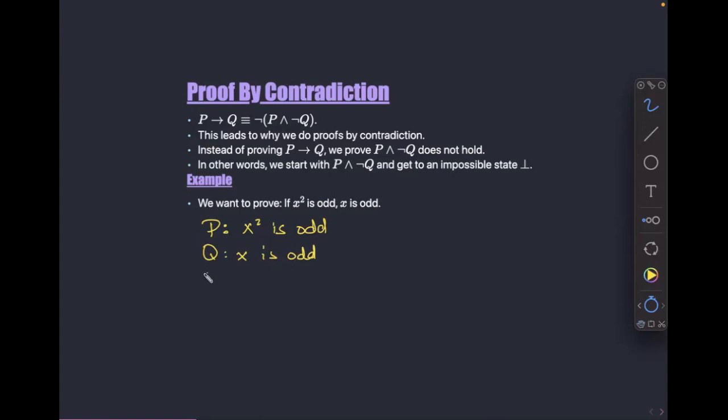So you can rewrite it as P and not Q. And I'm going to go ahead and write out what not Q is here, so that's easier. So if Q is that x is odd, not Q is going to be that x is even, right? Because if something's not odd, then it's even. So then P and not Q is going to be x squared is odd and x is even. All right, and so I'm going to go ahead and write that up here.